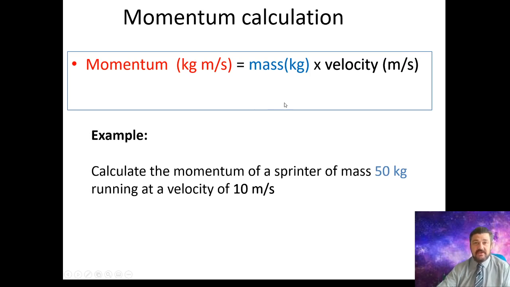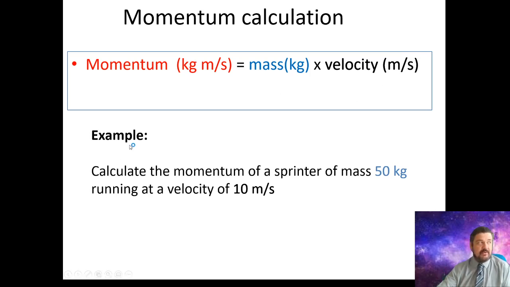So our calculation for momentum is momentum in kilograms meters per second is equal to the mass in kilograms times velocity in meters per second. That is it. It is a simple equation. Momentum equals mass times velocity. Remember, our units must be in these, otherwise your answers will be wrong. You'll be out by certain magnitudes.